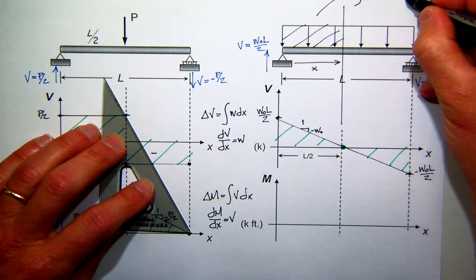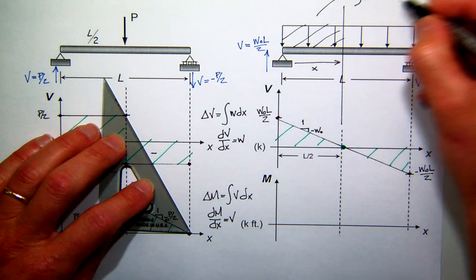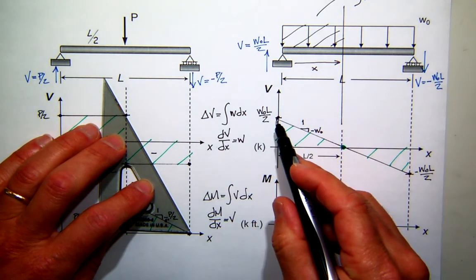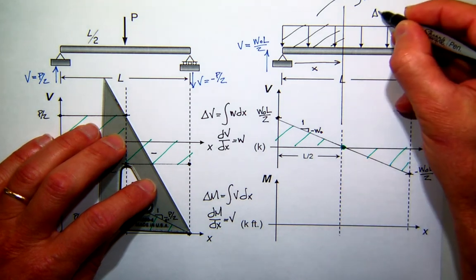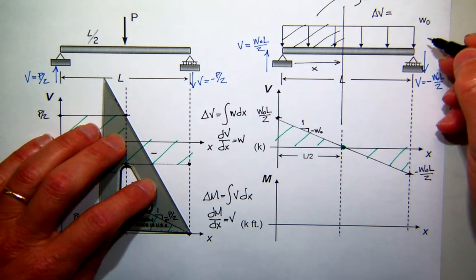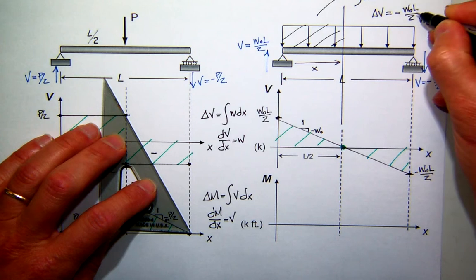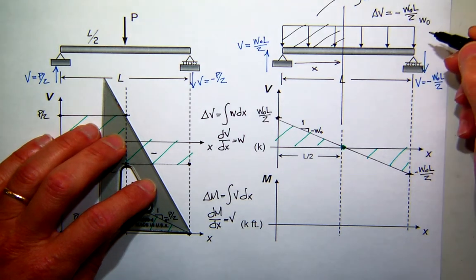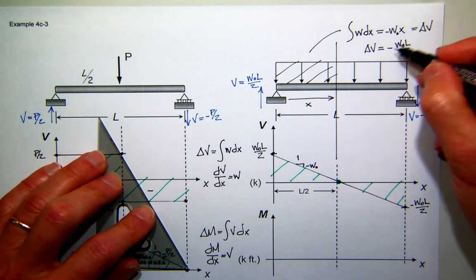It would be W times x, or actually W naught times x, right? And that should be equal to what? The change in shear. What is the change in shear from here to here? Is it positive or negative? Negative. So it would be negative. These two things are equal, right?